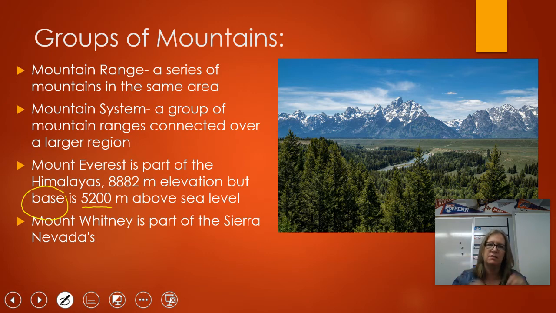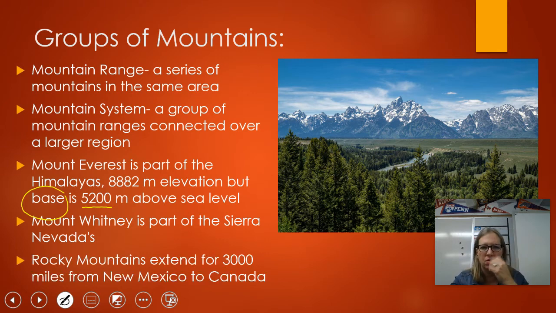Mount Whitney is the tallest mountain in the continental US. So the 48 states that make up the continental US, not including Alaska or Hawaii, it's part of the Sierra Nevada range of mountains, okay? It kind of goes through the California area. What else? Oh, the Rocky Mountains. The Rocky Mountains are actually a 3,000 mile string of mountains. It goes all the way from New Mexico up to Canada. So we've got lots of different groups of mountains.